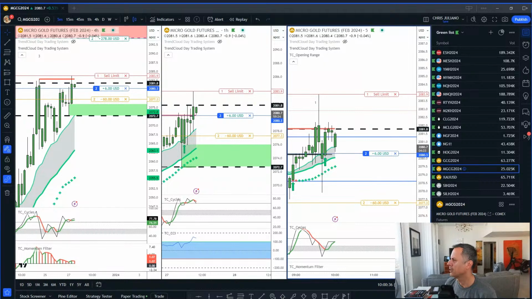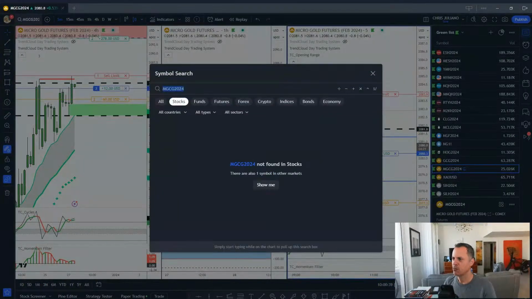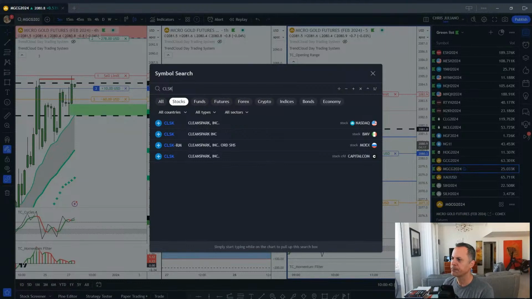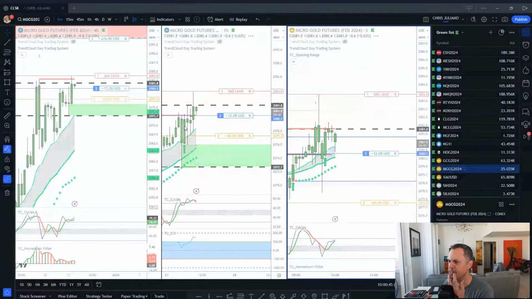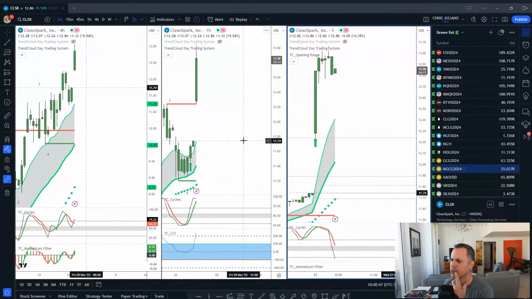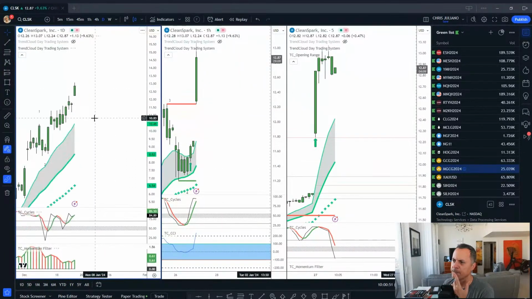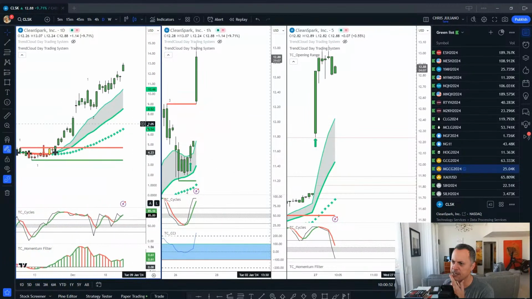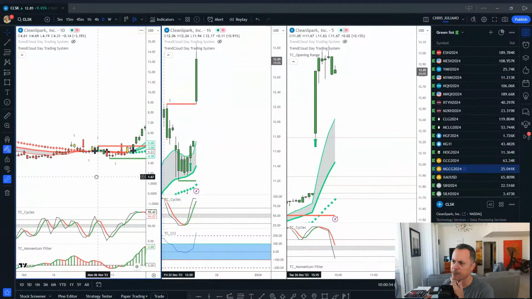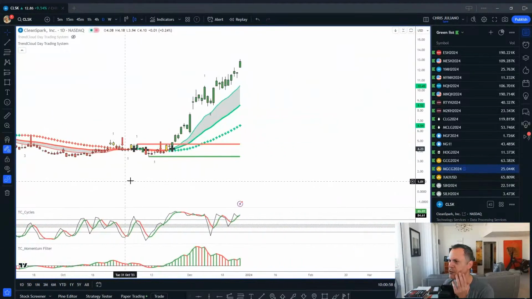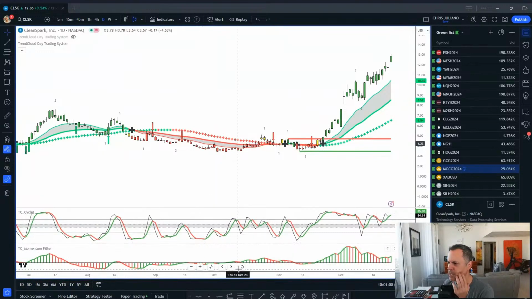Let's see here. All right, one more. We'll do one more. CLSK, Clean Spark, another NASDAQ stock. Look at that. Daily chart. Very strong to the upside. Okay. So again, look at this, guys. So here's the daily chart. Let's recalculate.